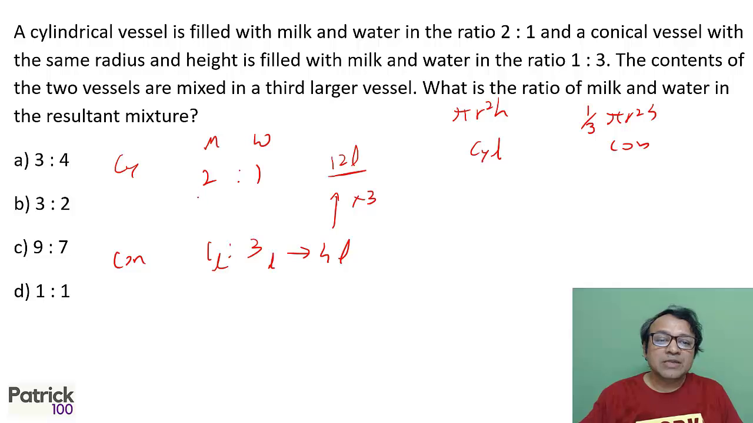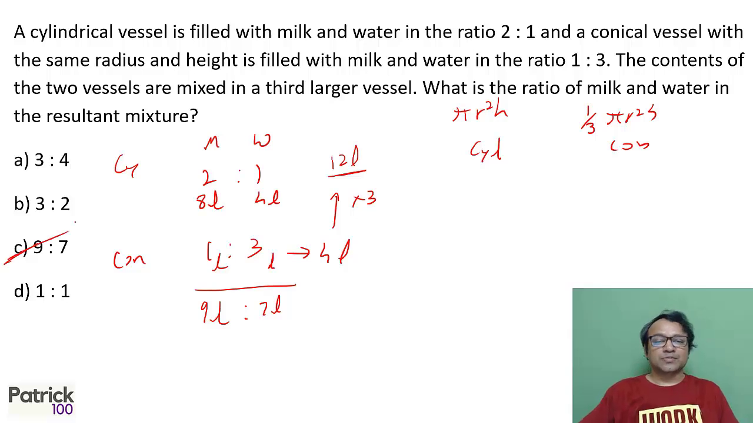So 12 liters means it will be 8 liters milk and 4 liters water. So for the mix, you can make out milk will be 9 liters and water will be 7 liters. So 9:7. C option. If the cone is 4 liters, the cylinder will be 12 liters, which is 8 milk and 4 water. So in the mix, you will get 9 and 7.